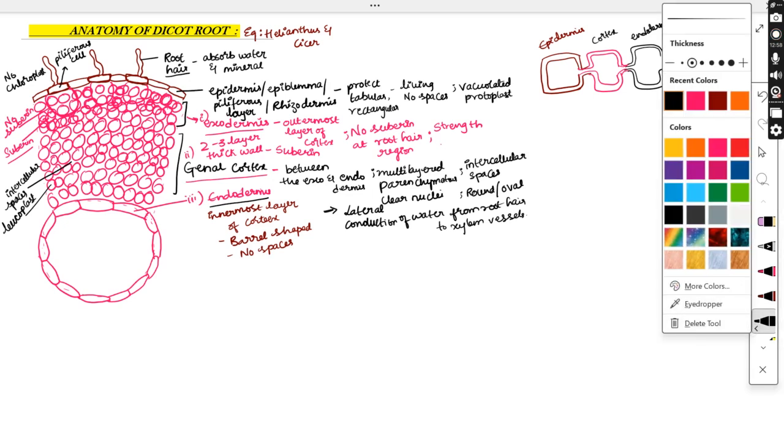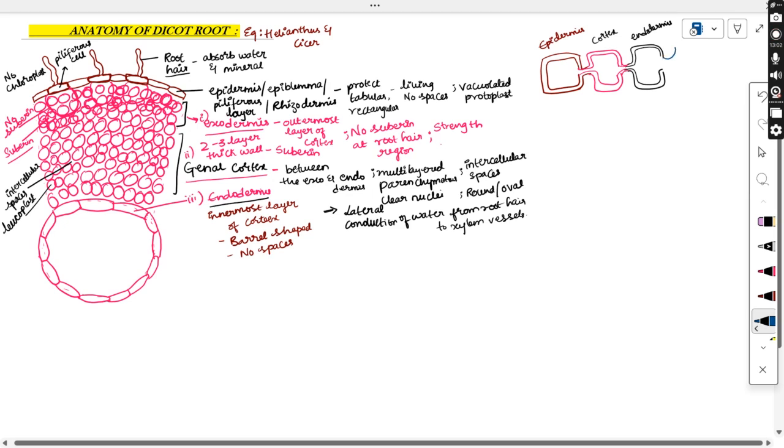Below this endodermis, we have a layer which surrounds the vascular bundle, called the pericycle. So this layer of cells is the pericycle. Here I am just mentioning this is the pericycle.